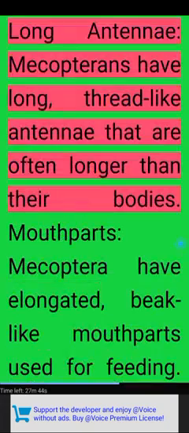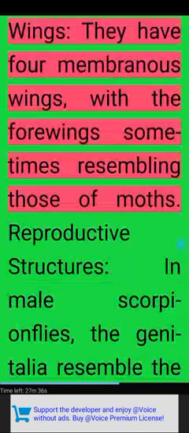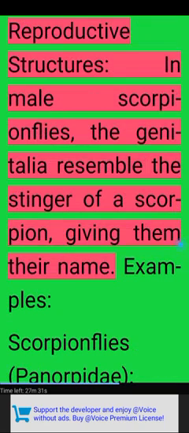Diagnostic characteristics. Long antennae. Mecopterans have long, thread-like antennae that are often longer than their bodies. Mouthparts. Mecoptera have elongated, beak-like mouthparts used for feeding. Wings. They have four membranous wings, with the forewings sometimes resembling those of moths. Reproductive structures. In male scorpionflies, the genitalia resemble the stinger of a scorpion, giving them their name.